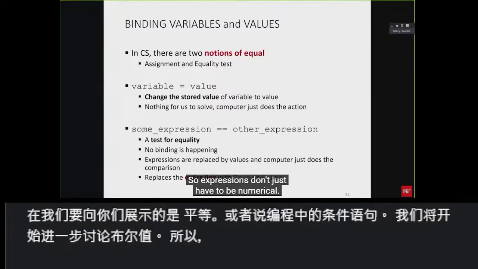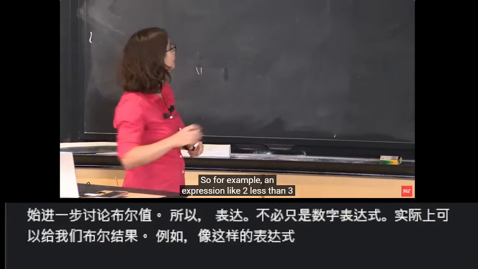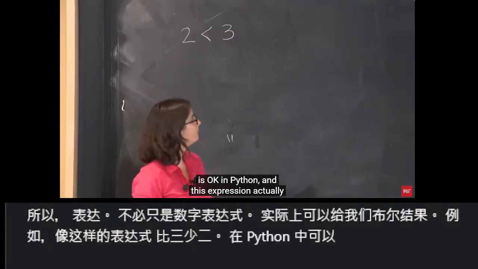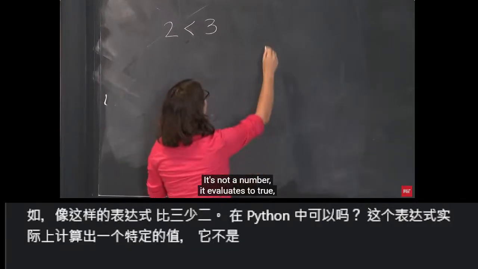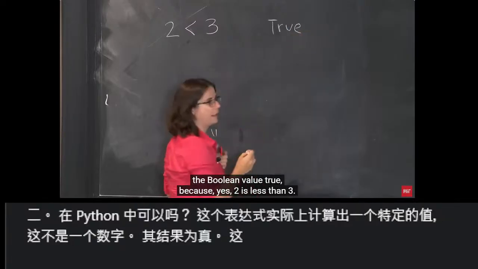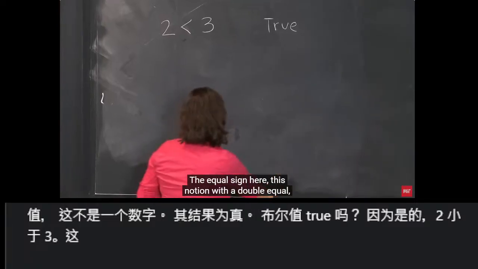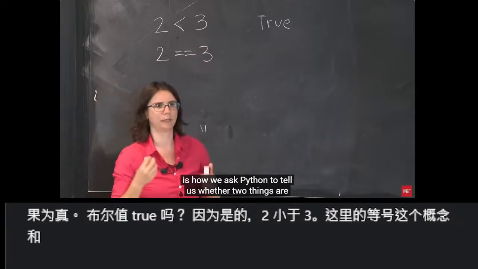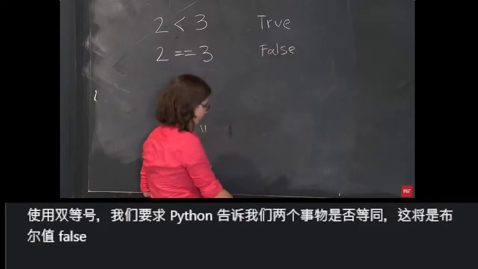So expressions don't just have to be numerical. Expressions can actually give us Boolean results. So for example, an expression like 2 less than 3 is okay in Python. And this expression actually evaluates to a certain value. It's not a number. It evaluates to true, the Boolean value true, because yes, 2 is less than 3. The equal sign here, this notion with a double equal, is how we ask Python to tell us whether two things are equivalent. And this will be the Boolean value false. Okay.